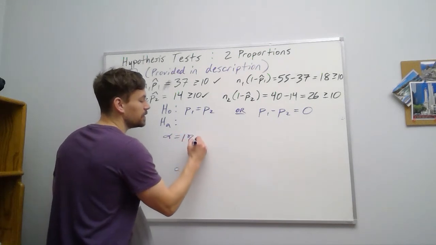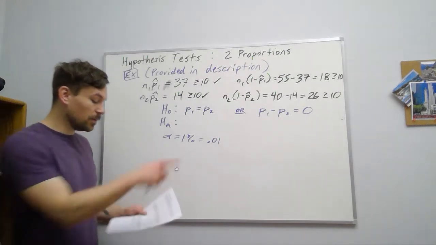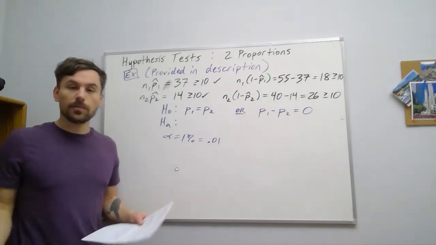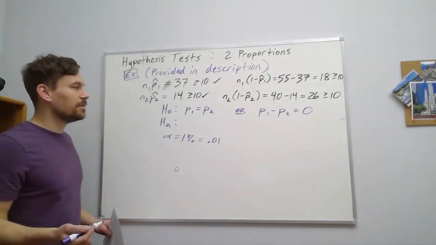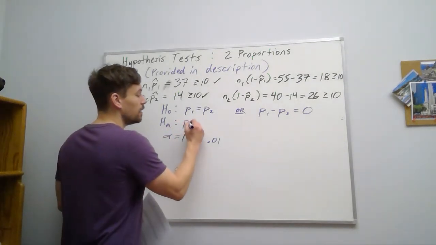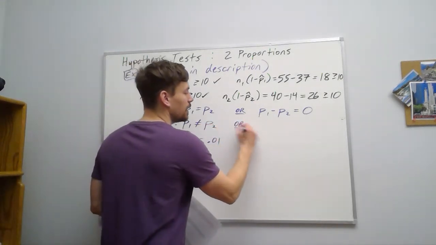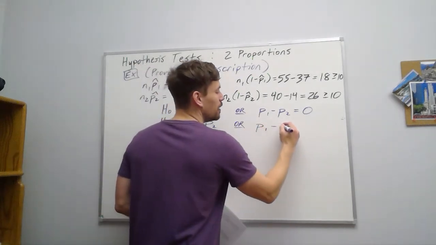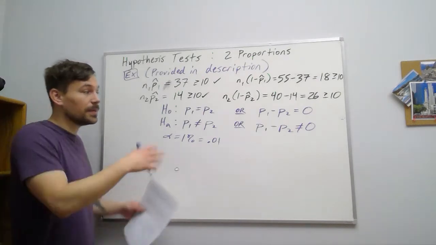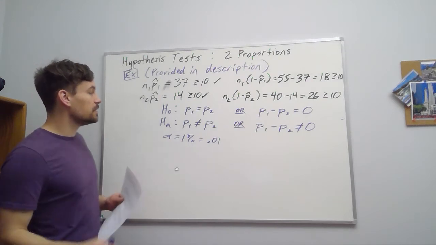So alpha is 1% or 0.01. Run a hypothesis test at the 1% significance level to determine whether there's a difference in proportions. Whether there is a difference does not say that we think Longwood has more or VCU has more. That just means that P1 is not equal to P2, or if we reframe it, P1 minus P2 is something other than 0. Maybe greater than 0, maybe less than 0, but we don't have anything to clue us in one way or another. So there's our hypothesis test.